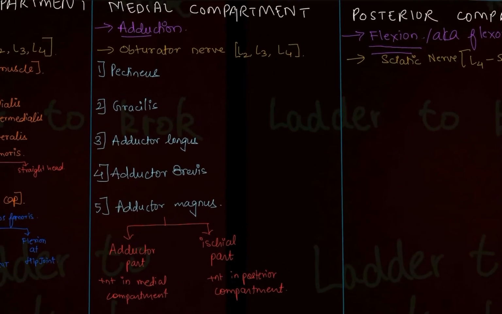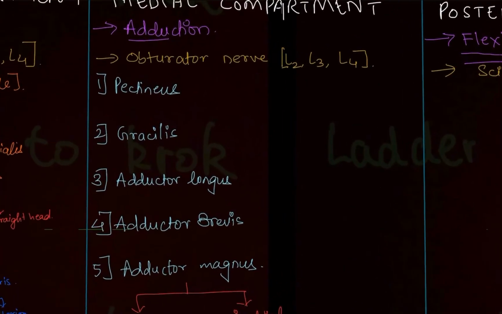I have said you before also many a times when we were doing upper limb. Hybrid muscles are those muscles which will have more than one nerve supply. Okay. So we have two hybrid muscles in this medial compartment. One is pectineus. Write down. It is a hybrid muscle.